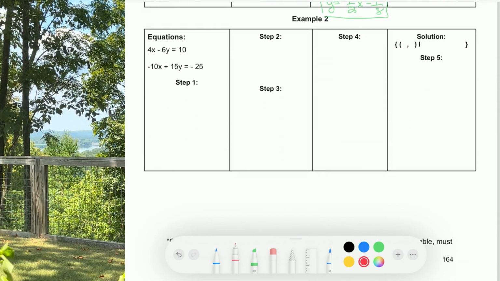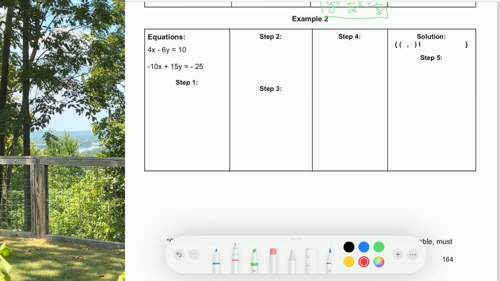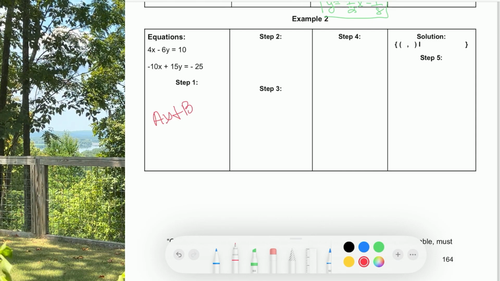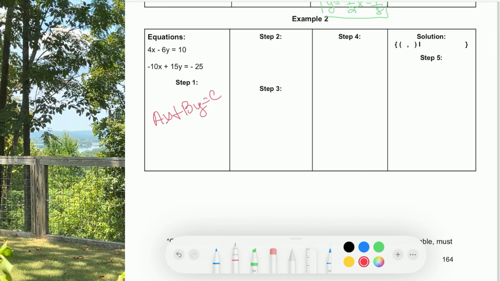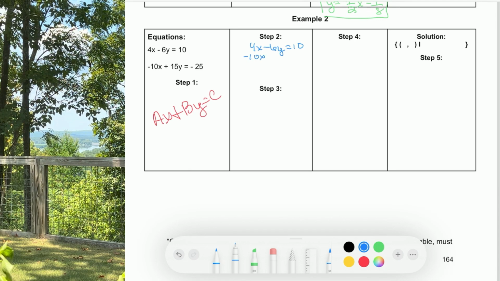Example 2, 4x minus 6y equals 10. Negative 10x plus 15y equals negative 25. All right, again, we have them in the proper format, so we don't have to worry about that. Step 2, I'm going to rewrite our equations here. All right, so I've got to decide, do I want to get rid of my x's or my y's? I'm going to get rid of my x's.